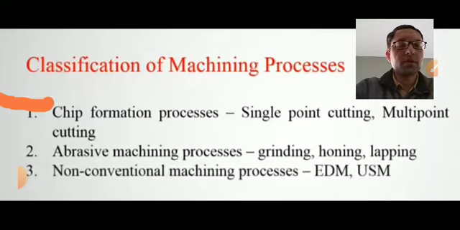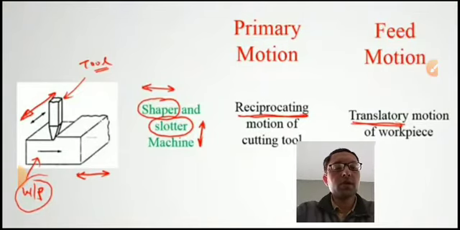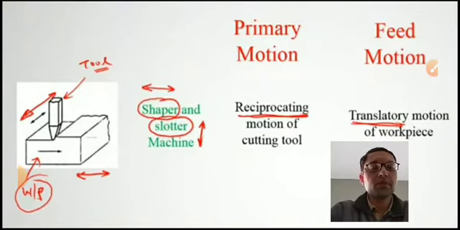two types of things are coming. One is the workpiece, another one is the tool. So based on the motion of the workpiece and tool, there is a different motion. Based on the motion of the workpiece and tool, there are different categories of the primary motion and the feed motion of different machines.